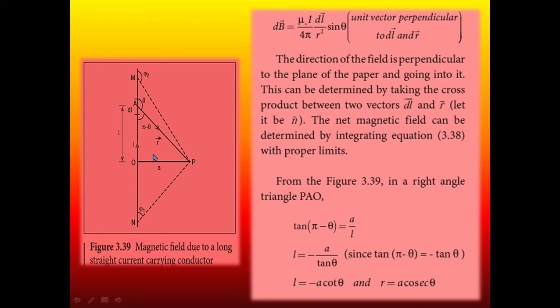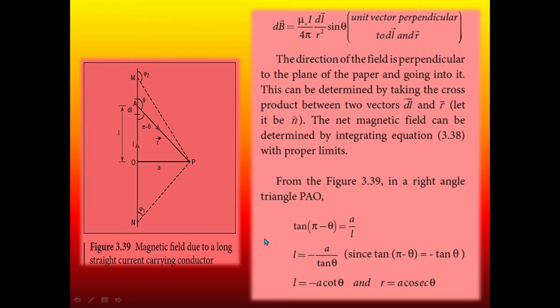The net magnetic field can be determined by integrating this equation with proper limits from figure 3.39, in a right angle triangle PAO. From this triangle, tan of pi minus theta is equal to opposite side divided by adjacent side. Opposite side is a, adjacent side is nothing but l. So tan of pi minus theta is equal to a by l.